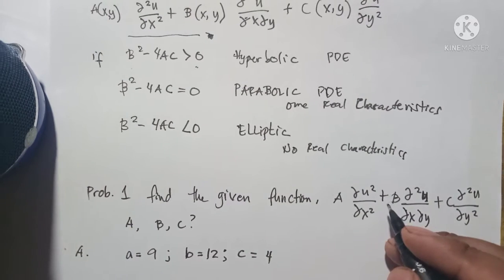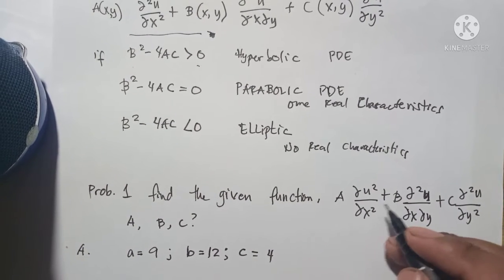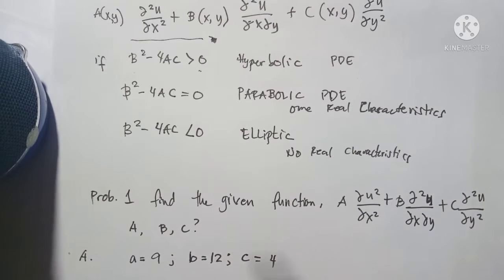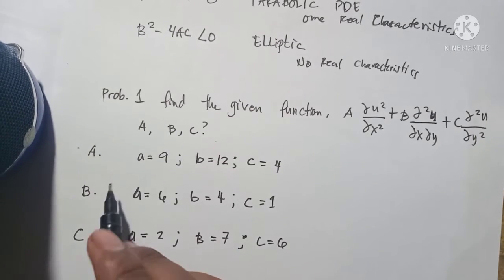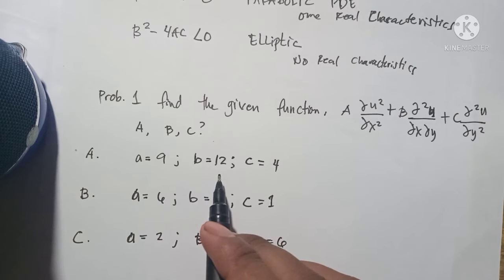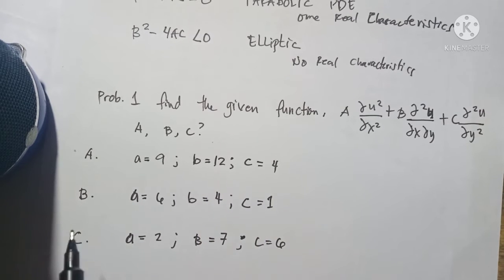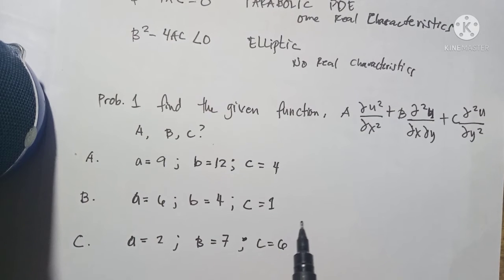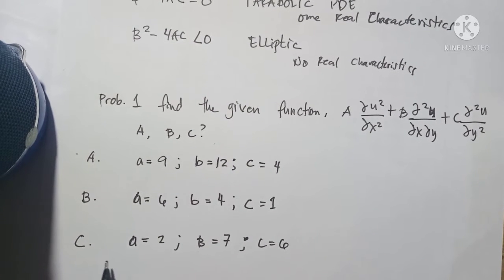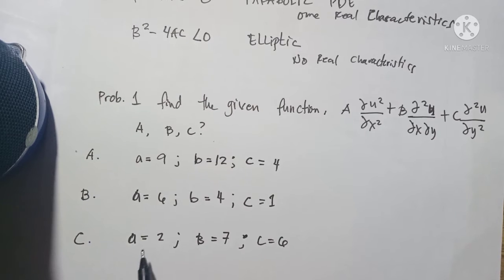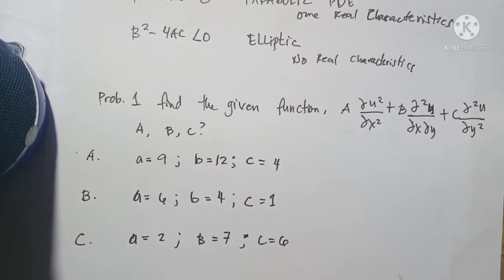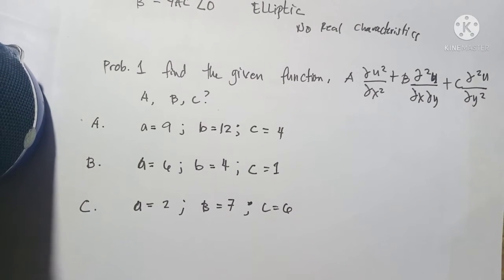So for multiple choice, problem number 1, this is the question: find the coefficients of the given second order differential equation, a, b, and c. We need to find a, b, and c using these choices: letter A, a is equal to 9, b is equal to 12, c is equal to 4; letter B, a is equal to 6, b is equal to 4, and c is equal to 1; letter C, a is equal to 2, b is equal to 7, and c is equal to 6. So I will show you the solution for this problem number 1.